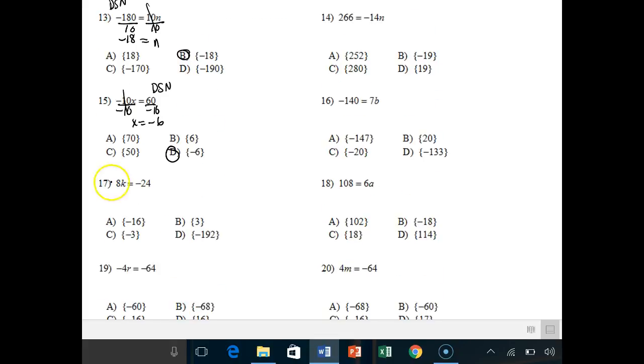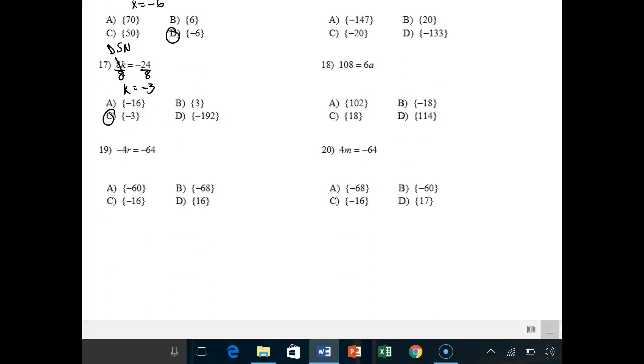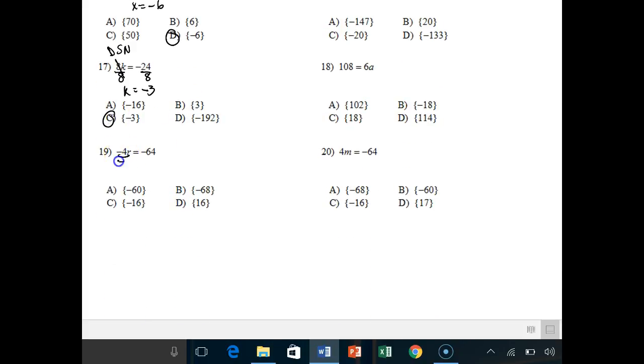Number 17, divide by 8. Divide by 8, cancels out. K is equal to negative 3, because it was a DSN again, different signs negative. So negative 3. Number 19, divide by not 4, but negative 4. When I do that, I get R is equal to positive 16, because that was same signs positive. Two negatives get you positive when you divide.